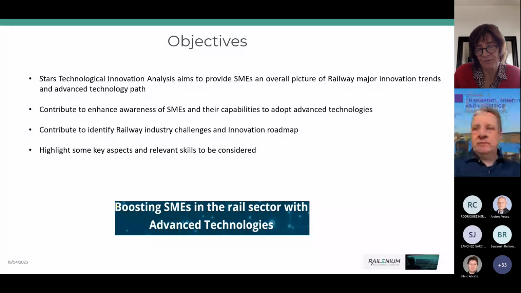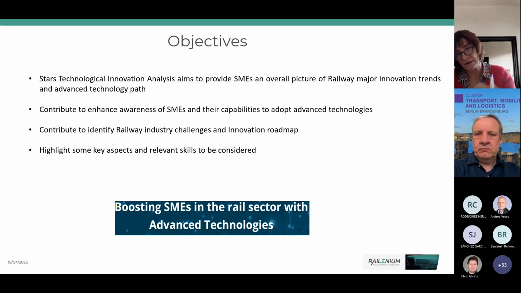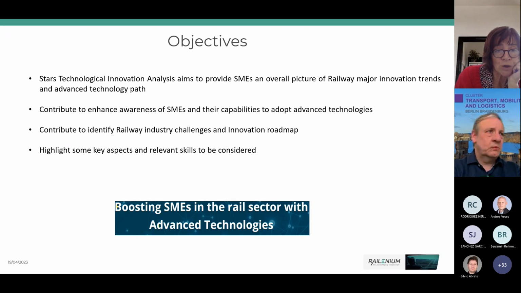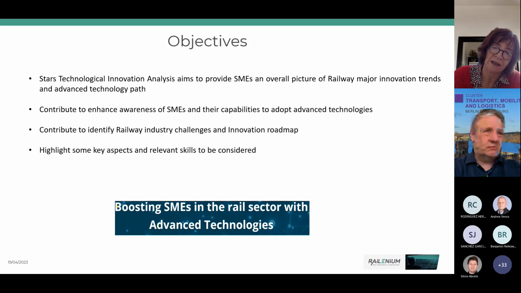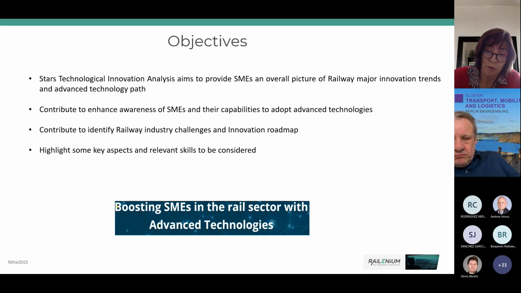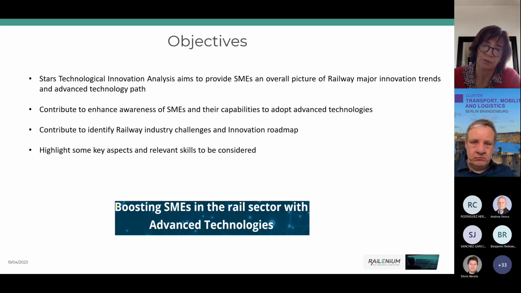So the first objective was to try to provide the SMEs an overall picture of the railway major innovation trends and the associated advanced technology paths that will be needed to develop those innovative solutions. And so it should contribute to enhance the awareness of all SMEs to be able to adopt advanced technologies. And also it will contribute to identify what are the major railway challenges and innovation roadmap. And so we wanted also to focus on some key aspects that should be considered, like skills, for instance, to be able to take those changes with the help of SMEs.